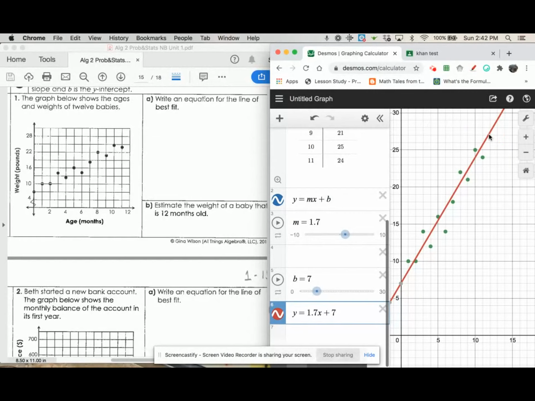I get 11.82, 27.094. So I'm going to say 27. And that makes sense because when I look at this part of the line and bring it over to the y-axis, that looks like 27 right there. So for part B, your answer is going to be 27.